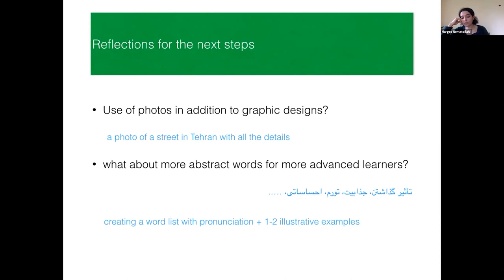So what can be done is that we can add a word list to this dictionary. Apart from pictures, now we can have a word list with pronunciation plus one or two illustrative examples for the more abstract words, so that we have both more ordinary words that are related to everyday life through pictures, and then we can have some more abstract words with pronunciation and examples for more advanced learners.